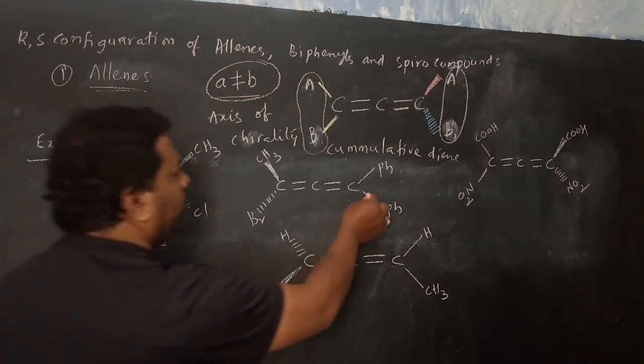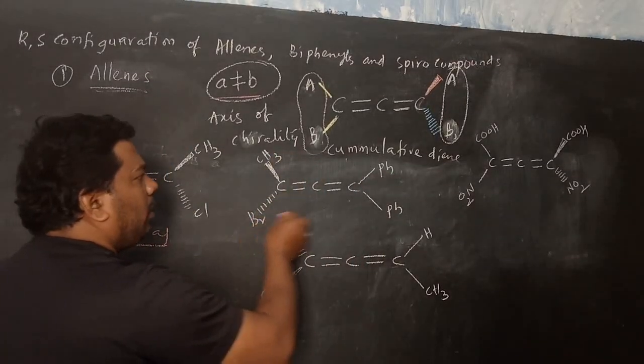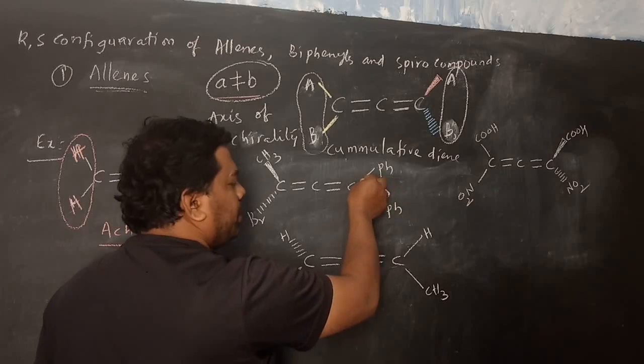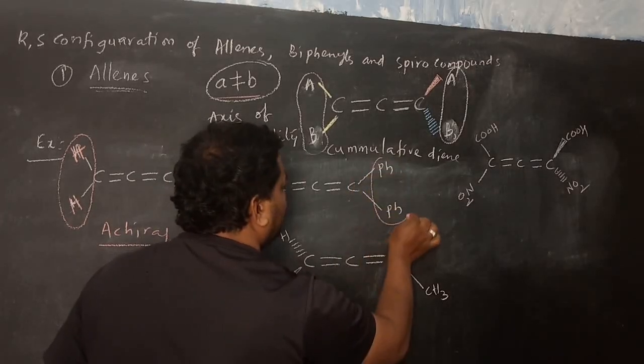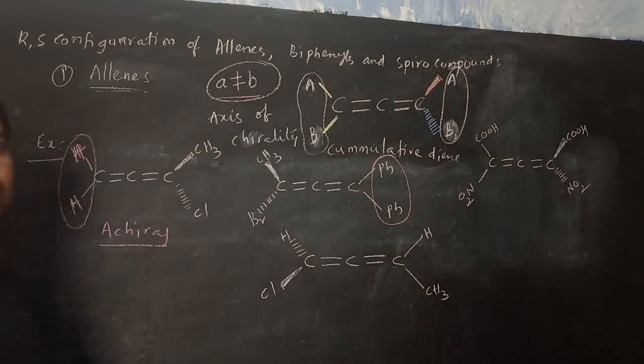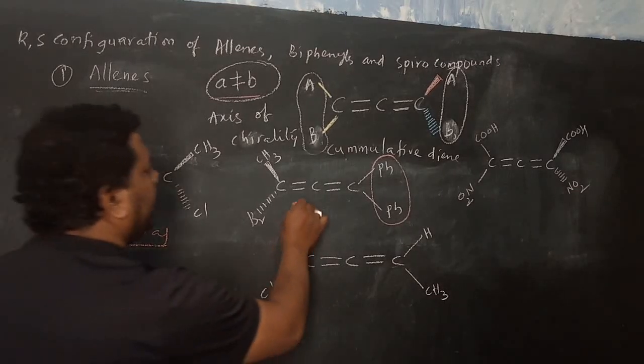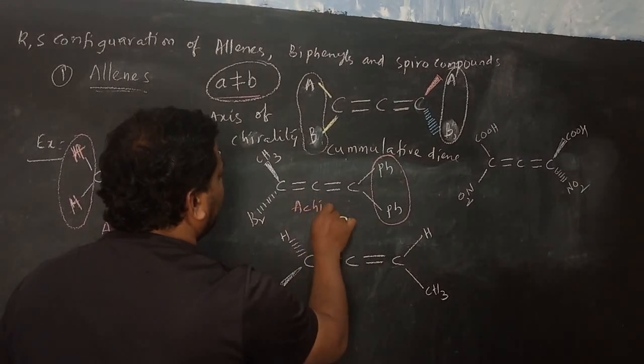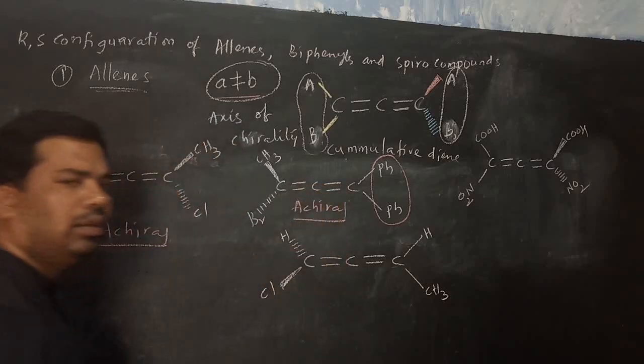Here you can see CH3 and Br, and here we have two phenyl substituents attached to this end. The two phenyls are identical, so that's why it is not chiral. It is an achiral molecule.